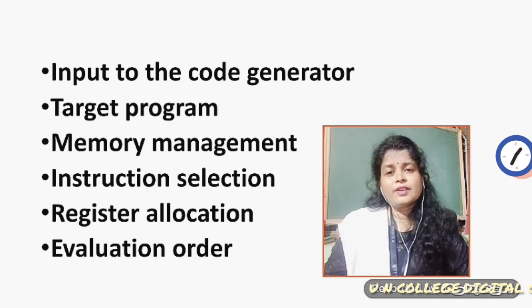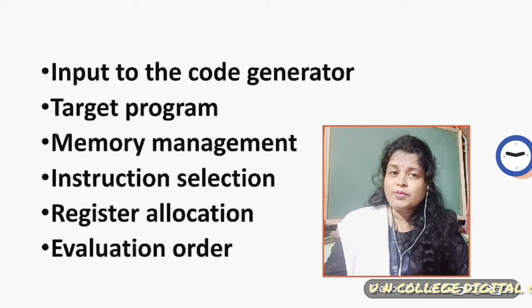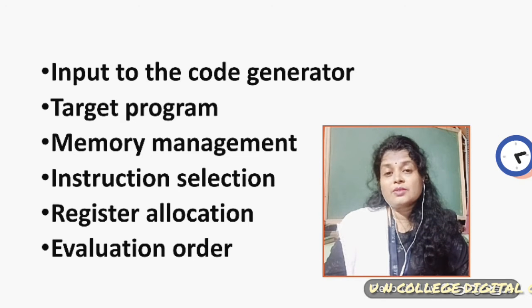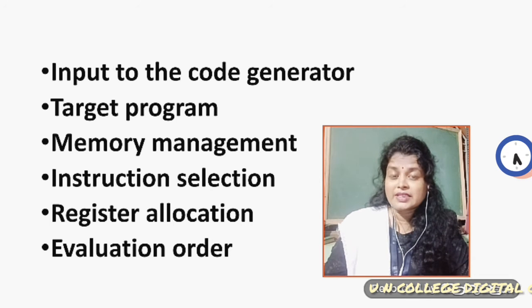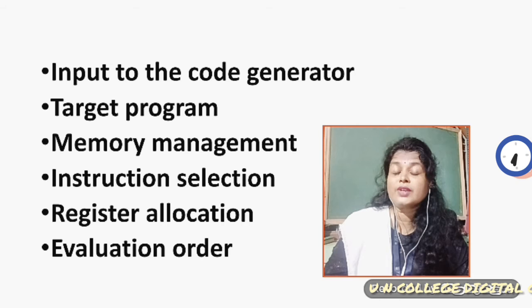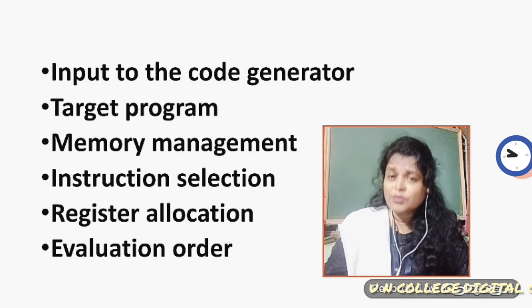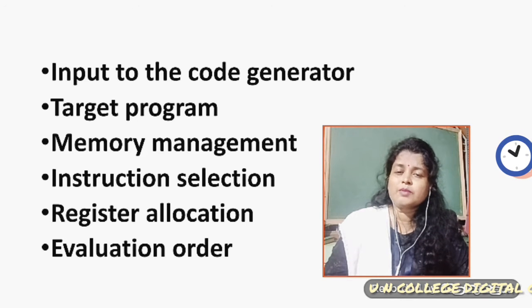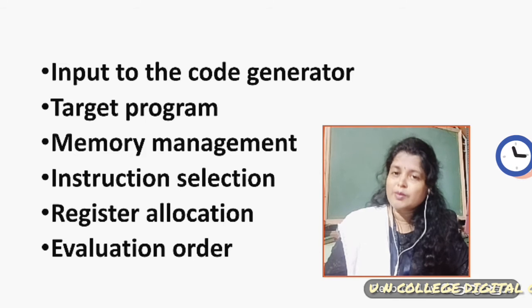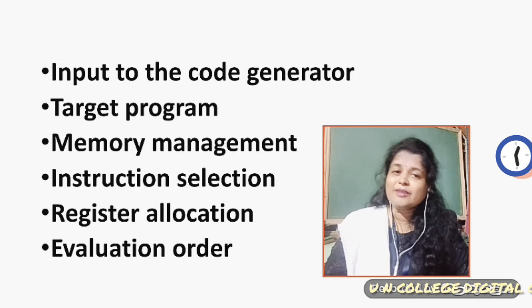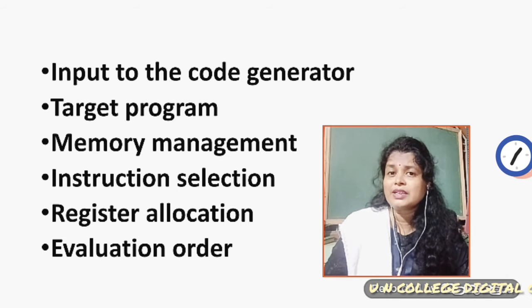First of all, we know that there must be one input to the code generator. Which one is the input? The intermediate code is the input to the code generator. Then it is the responsibility of the code generator, on the basis of the target machine, the machine on which the code is going to be executed, that the target program will be generated accordingly. To perform that, a number of operations are performed by the code generator. What are those? Memory management, instruction selection, register allocation, and finally evaluation order. All these are very important tasks performed by the code generator.